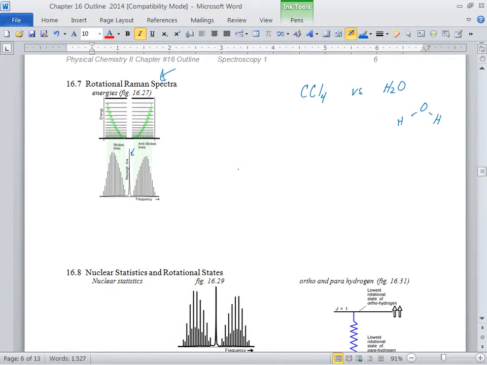Okay, so we're supposed to write down a selection rule here. So you can't see Raman if it's perfectly symmetric? Yeah, so this would be invisible.